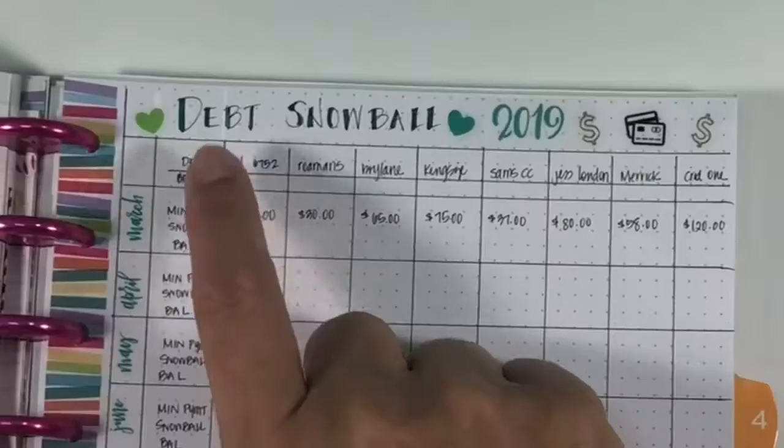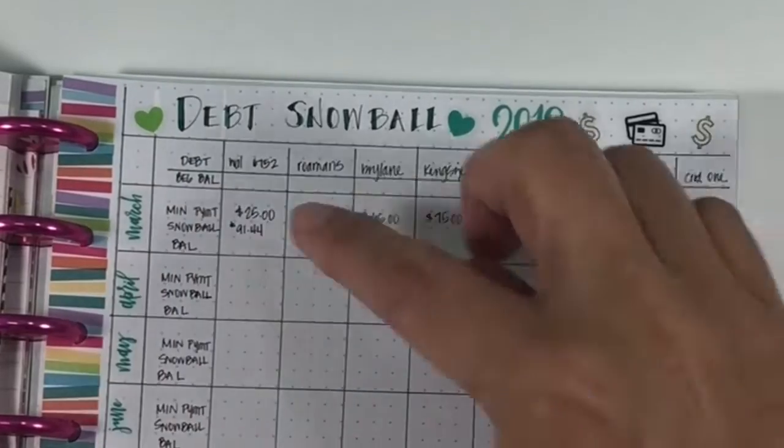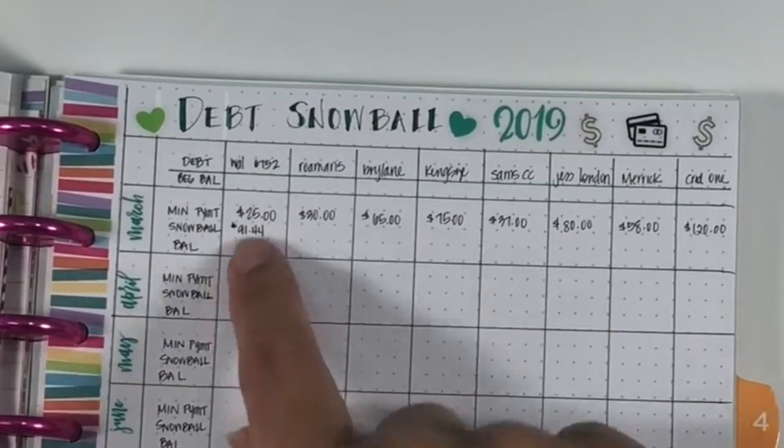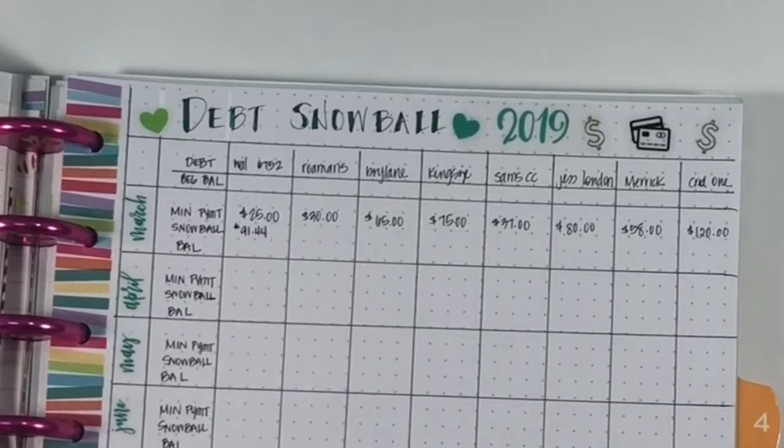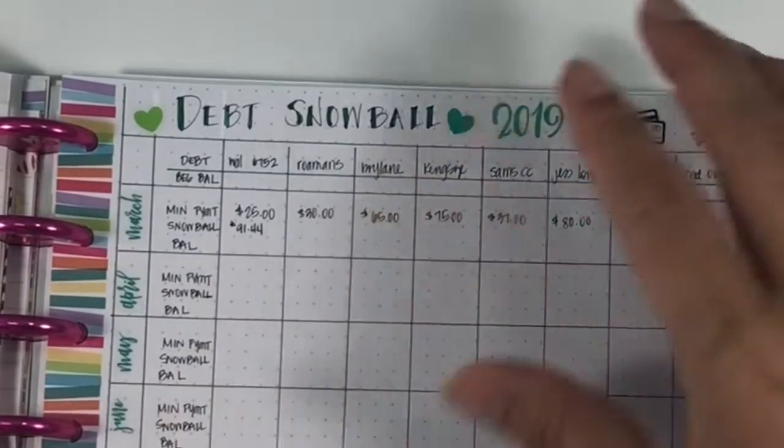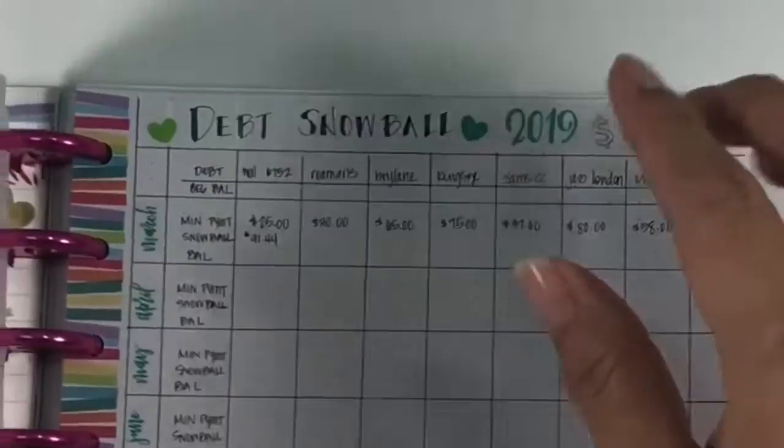So for the beginning balance, that will be as of March 1st, and then the updated balance will be updated every single month, just so I have a better idea of where I am with my debt.